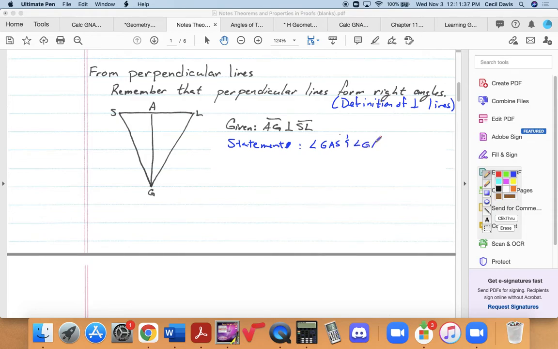Doesn't even need to be a bisector for it to be a right angle. No. To be a right angle, you have to have perpendicular lines. So those are right angles. And we know these are perpendicular lines because it was given. And our reason is going to be the definition of perpendicular lines.